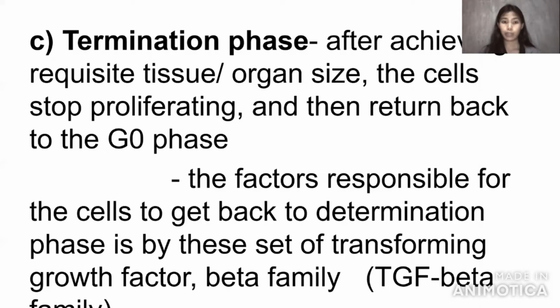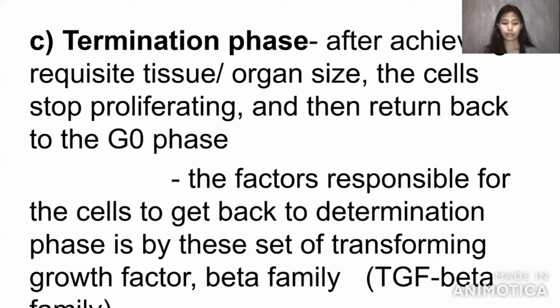The factors responsible for the cells getting back to the termination phase are the set of transforming growth factors, the beta family, or TGF beta family. So the TGF beta family is responsible for getting the cells back to the termination phase, or the G0 phase.